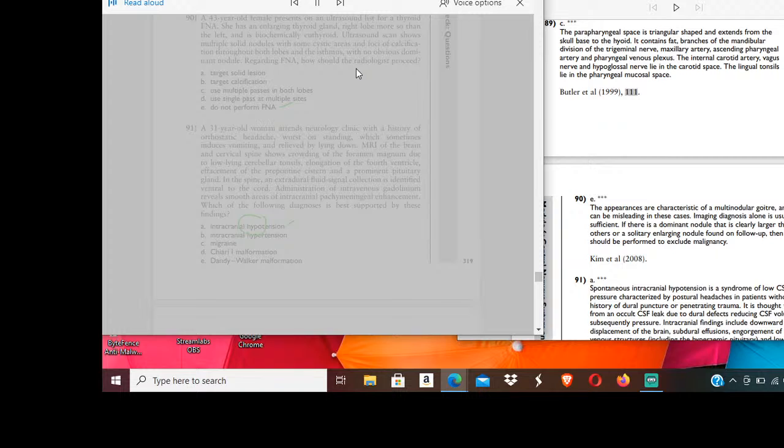100. A 43-year-old female presents on an ultrasound list for a thyroid FNA. She has an enlarging thyroid gland, right lobe more so than the left, and is biochemically euthyroid. Ultrasound scan shows multiple solid nodules with some cystic areas and foci of calcification throughout both lobes and the isthmus, with no obvious dominant nodule. Regarding FNA, how should the radiologist proceed?